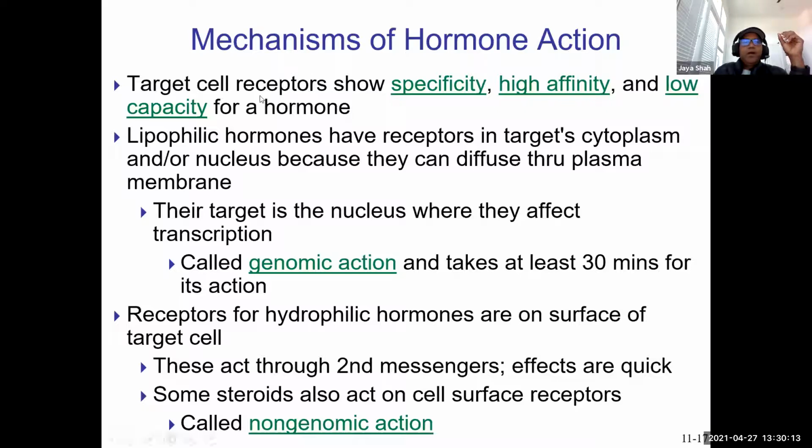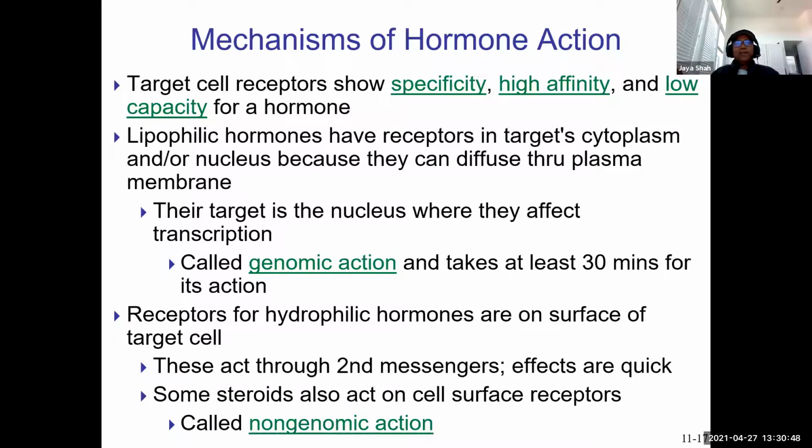Lipophilic means hormones which are fat soluble. They have receptors in the target cytoplasm and or inside the nucleus because they can diffuse through the plasma membrane easily. Their target, that's why, is the nucleus where they affect transcription. That's why the lipophilic hormone can change the genetic transcription of your cell.